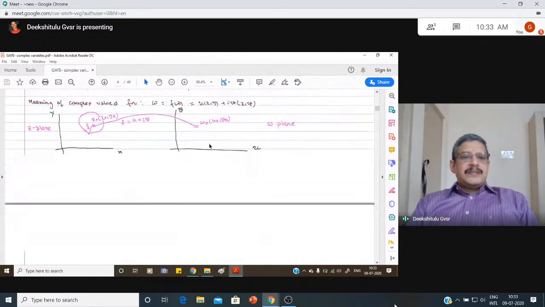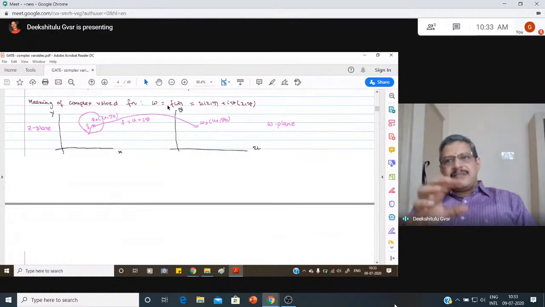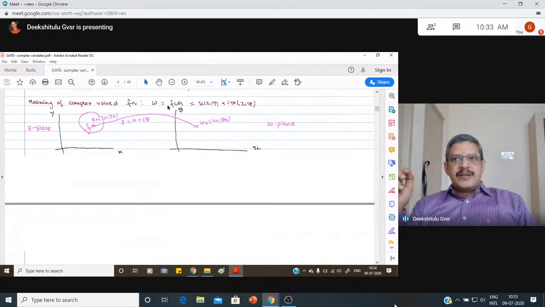Then this is the meaning of a complex valued function. w is equal to f of z, and z is a function of xy, x plus iy, then it is u of xy plus i into v of xy, because f of z is a complex valued function. That means it gives a complex number. So the output is a complex number, the input is a complex number, z is equal to x plus iy, and the output is also a complex number of the form u of xy plus i into v of xy, which may be a function of x and y.